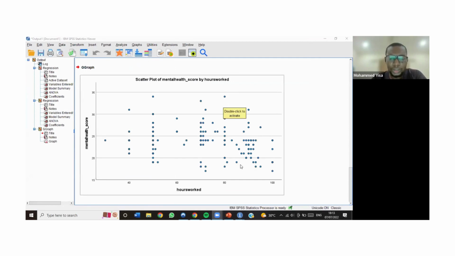So you can see it doesn't have a linear relationship. So basically, what this is telling you is that the regression model is very likely to be a poor predictor. So hours worked is a poor predictor of mental health score. Usually, for any regression model to be valid, at least one of the two continuous variables needs to be normally distributed, and then they need to have a linear relationship between the two of them, either a positive linear relationship or a negative linear relationship.